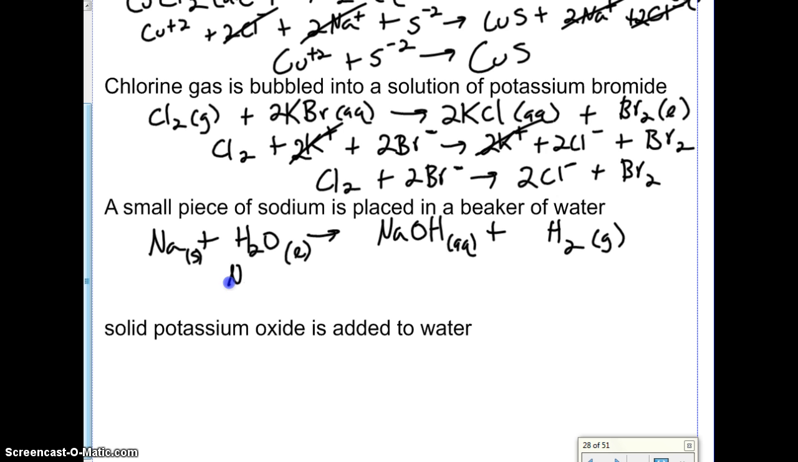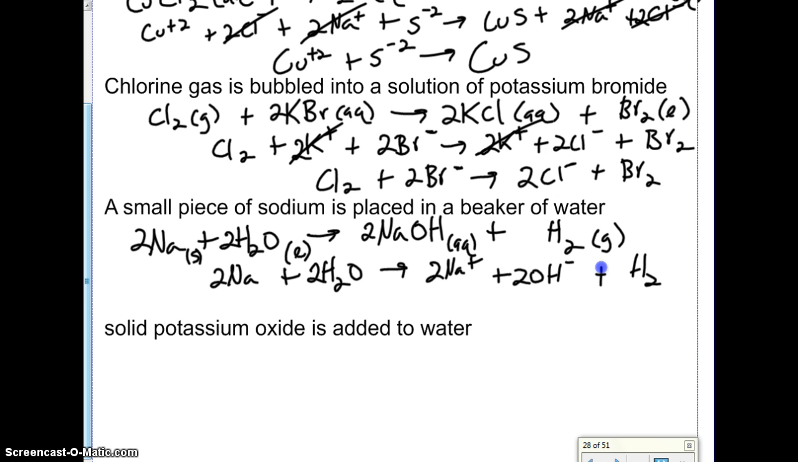So if we break up our ions, sodium can't break up, it's just Na. H2O can't break up, just H2O. Sodium hydroxide can. And again, sorry, I keep forgetting to balance these. My bad, guys. 2, 2, 2 there. So 2 Na plus, and there should be a 2 here, plus 2 hydroxide ions, plus H2. If you notice, nothing can cancel out. This is actually our net ionic equation.